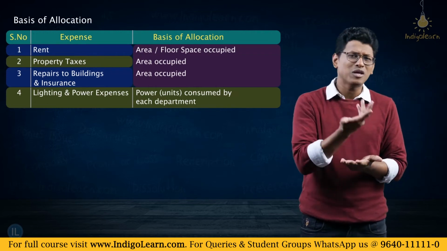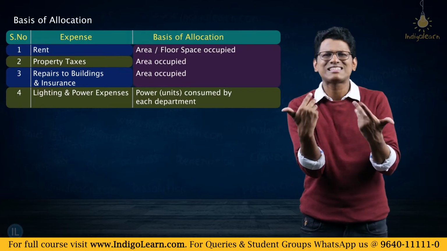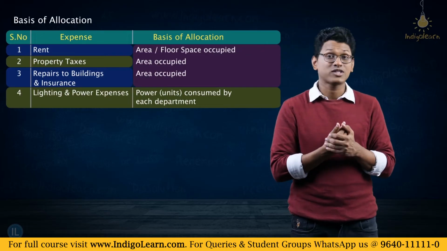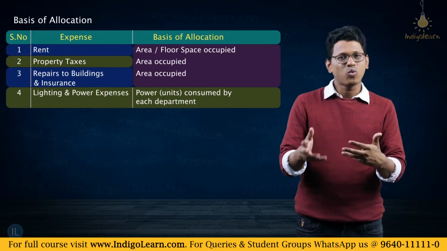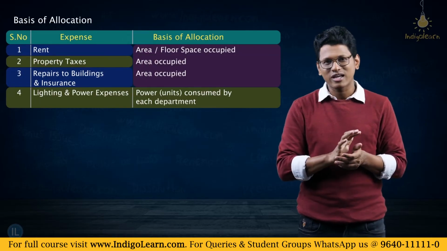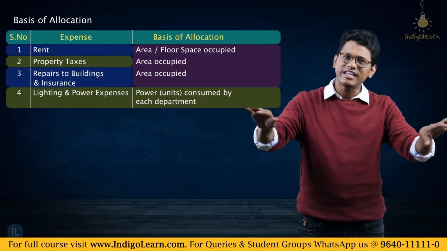So, to understand that, maybe you will have something called light points. When you say light points, that could be a proxy, one way to understand the power consumed by different departments, or each department may have a separate meter. Based on that, you can assess the power consumed by that particular department. On that basis, you have to allocate the lighting and power expenses of the total company to each department.